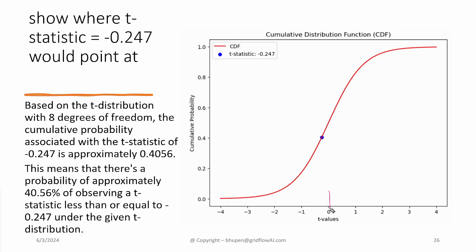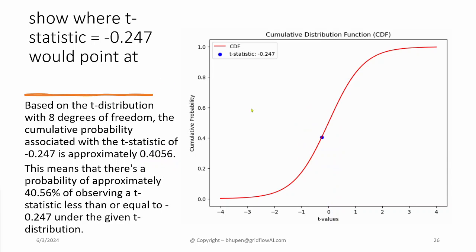So this is the mean here. Now minus 0.247, so this is on the left-hand side here, right? This is my CDF, the cumulative density function. And let's say that cumulative density function value is 0.4. That means there is a 40% probability of observing a t-statistic of 0.247. That is the meaning of the cumulative value here, or cumulative density function. I hope it is clear.